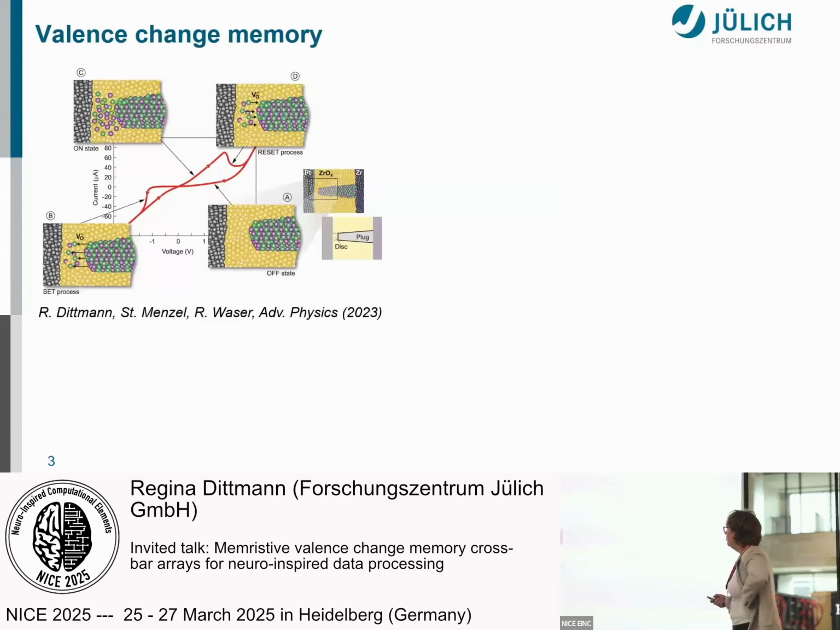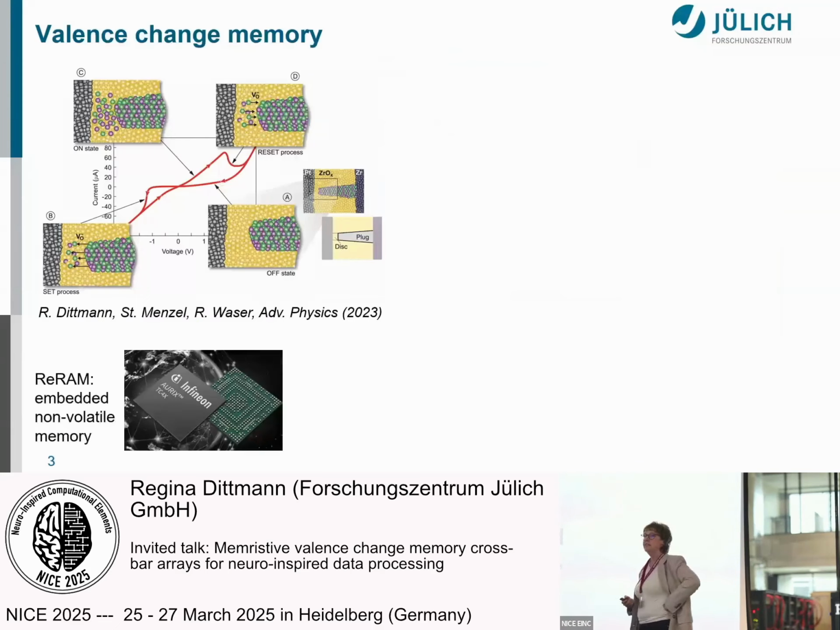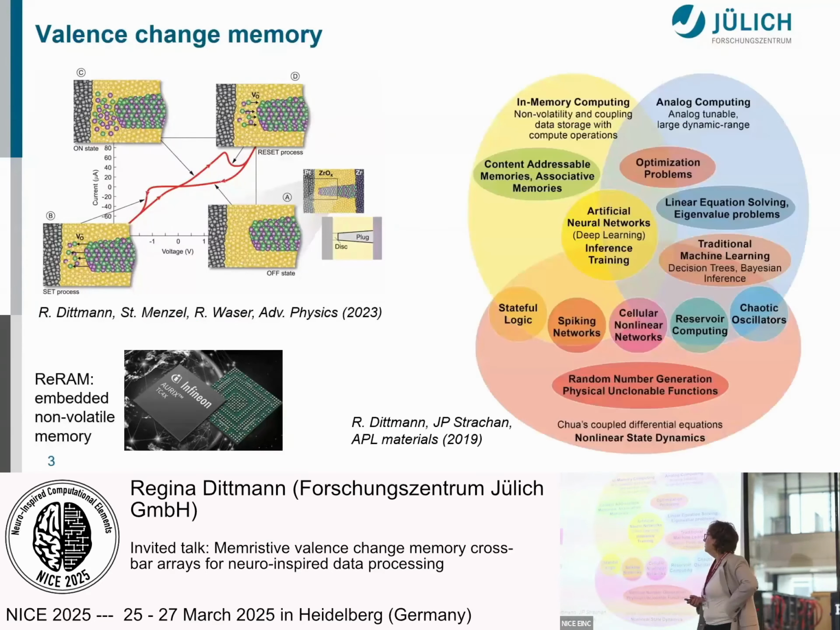You might have seen this type of memristive devices, which we call valence change memory. In yesterday's presentation, you have seen that the maturity of this type of memristive devices, which are based on the movement of ions, has already entered the embedded market. But there's much more about memristive devices than using them as a usual non-volatile memory.